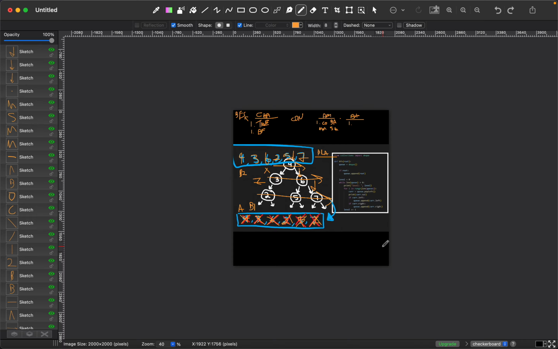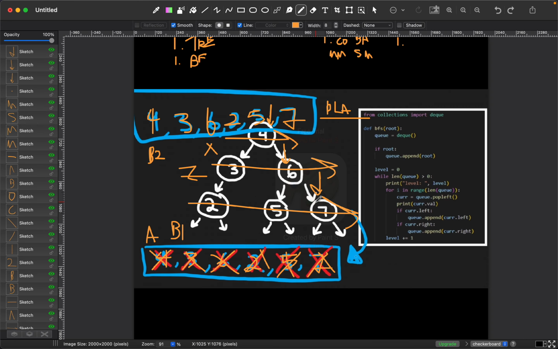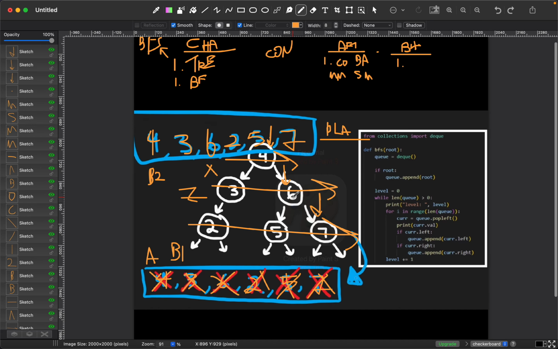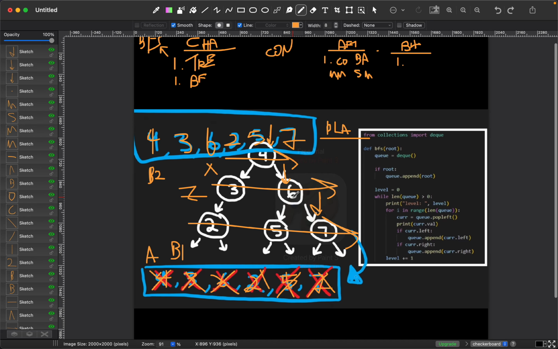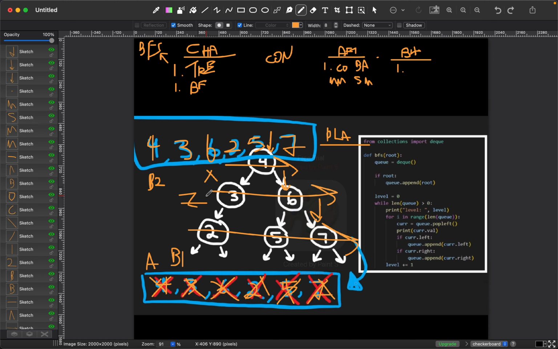But for this character, what it can actually do is go by level, which is what the LeetCode question wants. It moves the way it wants. 4, go to the next level, 3 and 6, which is what the LeetCode question wants. 2, 5, 7, which is what the LeetCode question wants. So you fight against the brute force very smartly. You just beat the brute force out of the water, and there you have it: the breadth first search.